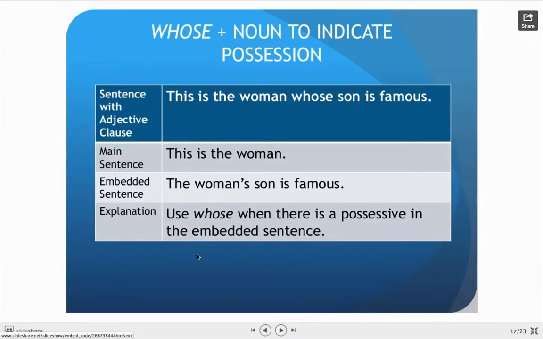Okay. Here's the embedded sentence. The woman's son is famous. The main sentence is, this is the woman, and the woman's son is famous. Use whose when there's a possessive in the embedded sentence. Here it is. The woman's son. That's a possessive, and that's why when I embed this into this, I use whose.